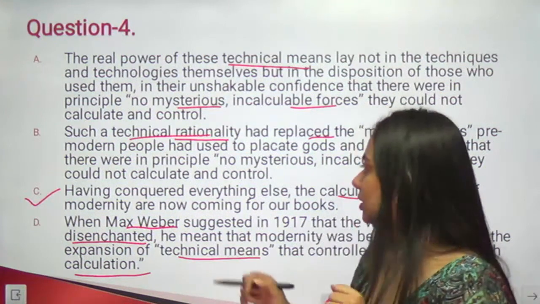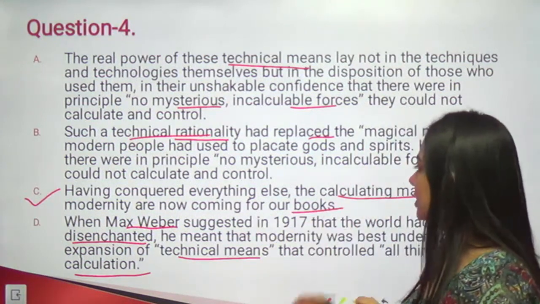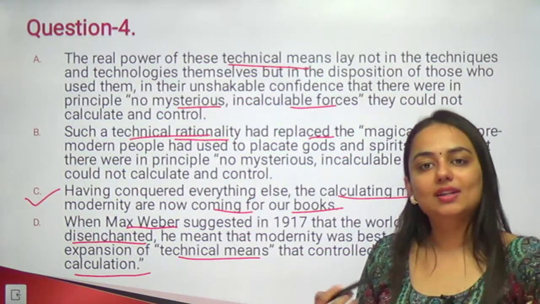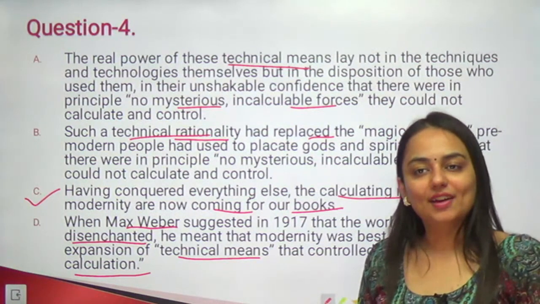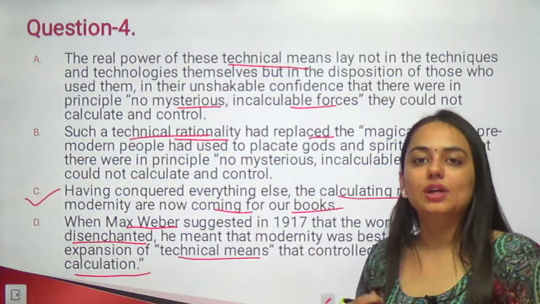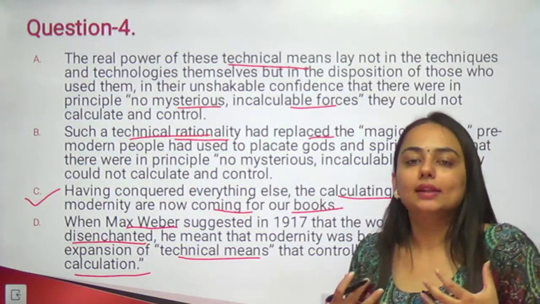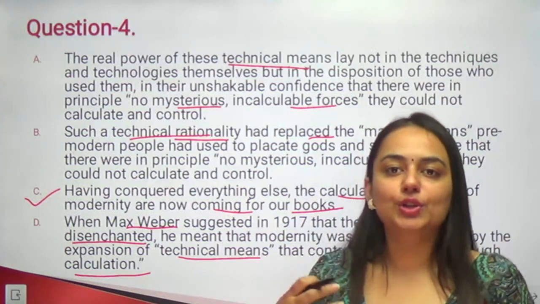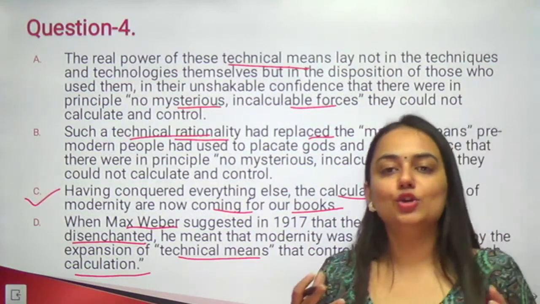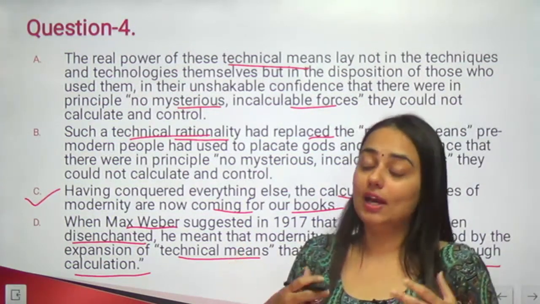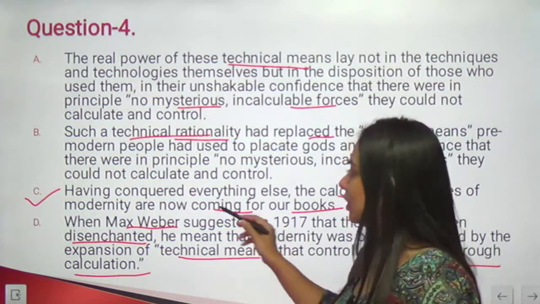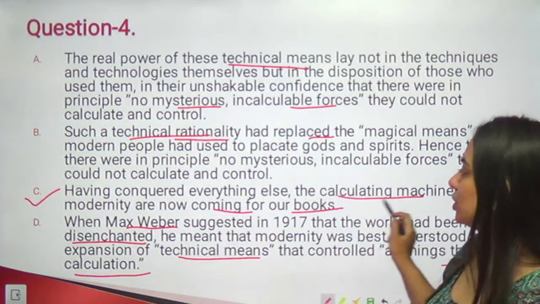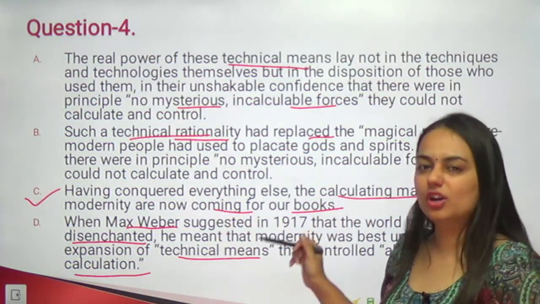But does that mean these calculating machines can replace our books now? They are coming for our books now. Isn't that very extreme and dramatic? He is simply talking about something which is practical. He's simply analyzing over time how computers and our urge to calculate everything has taken over the enchanted world. Why would he say, having conquered everything else, the calculating machines of modernity are now coming for our books?